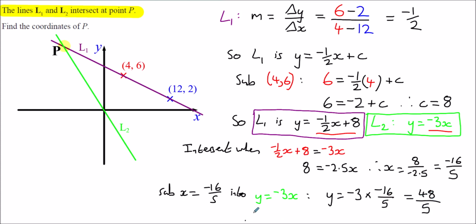So therefore, P has an x-coordinate of minus 16 over 5 and a y-coordinate of 48 over 5. So those are the coordinates of P. P is minus 16 over 5, 48 over 5.